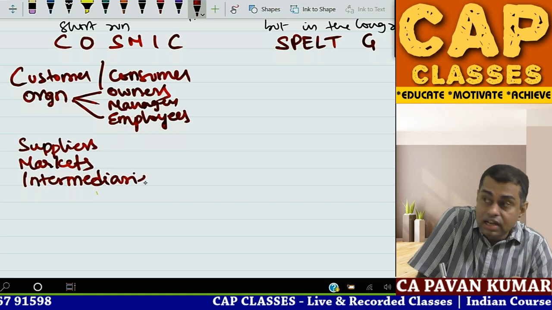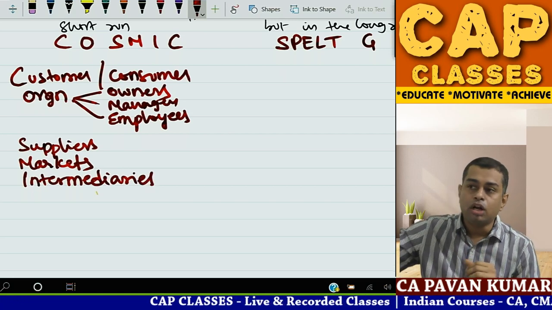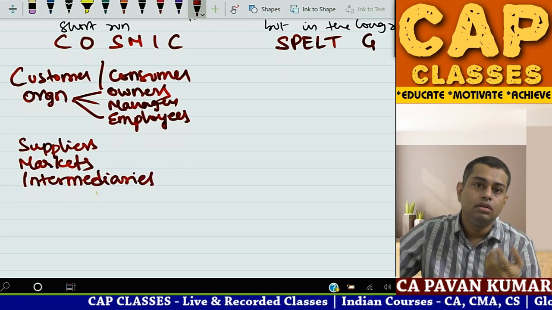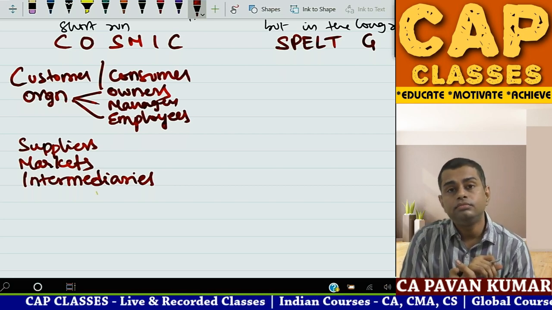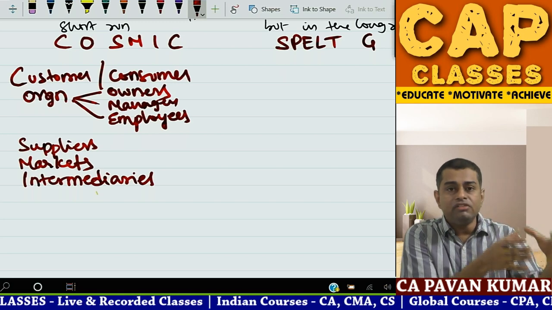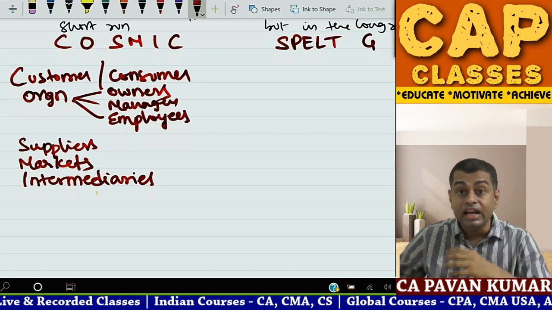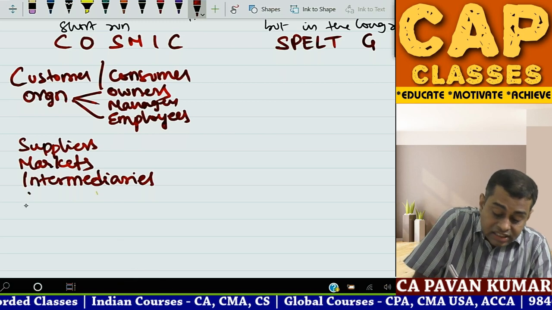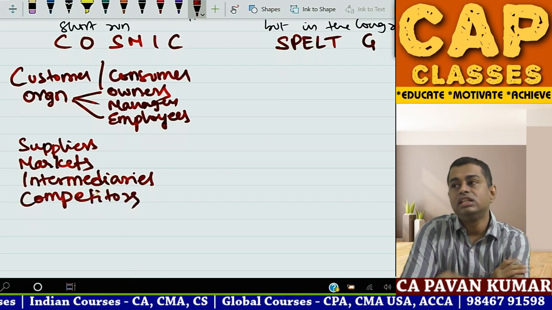I stands for intermediaries. This is the linkage between the producer and the consumer. For example, this water bottle, who produced it? I don't know. Maybe someone in Ahmedabad produced it, but sitting in Hyderabad or Mumbai, I am utilizing this now. These are intermediaries. The producer sells goods to dealers or distributors or sole selling agents, then to wholesalers, retailers, and customers. This link is called intermediaries. And C stands for competitors.